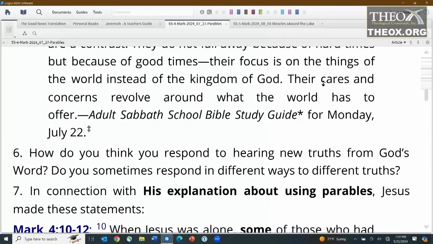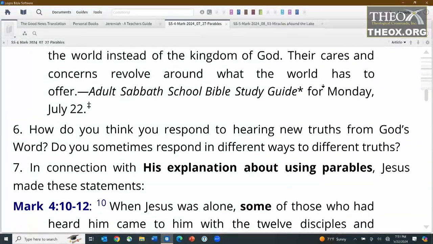So how do you think you respond to hearing new truths from God's word? Do you sometimes respond in different ways to different truths? Are there some truths that you have a hard time with? Yeah, well, who presents it? If a Jehovah's Witness comes and knocks at the door, we're already biased. But it's always good to listen. Maybe that's what people of other denominations say when the Seventh-day Adventists come. Oh, absolutely. Yes, sir.